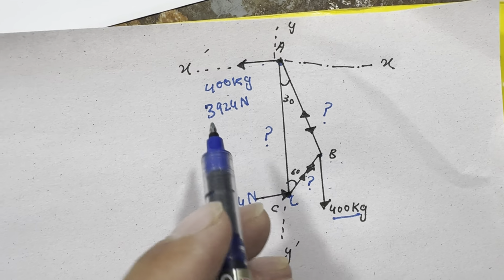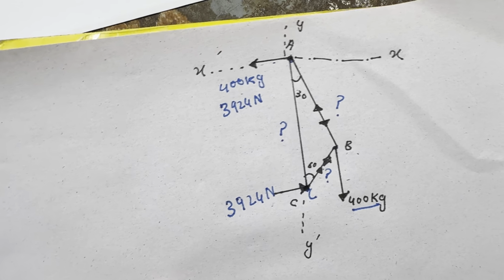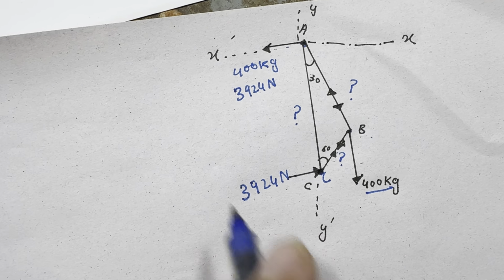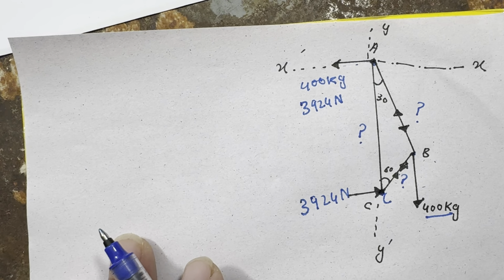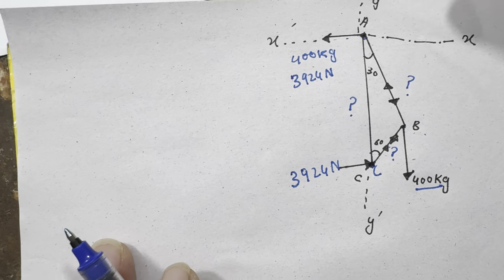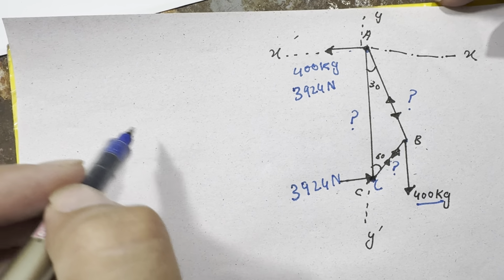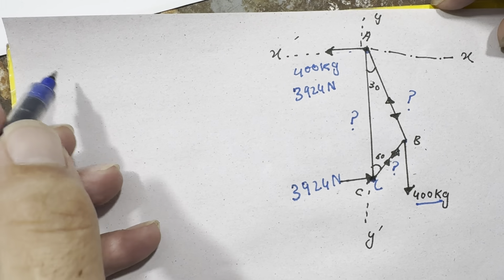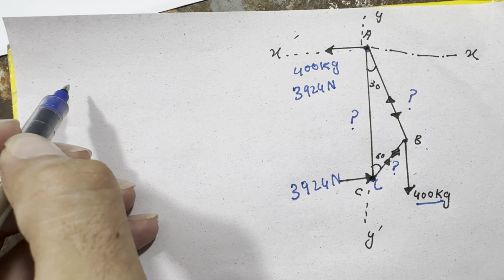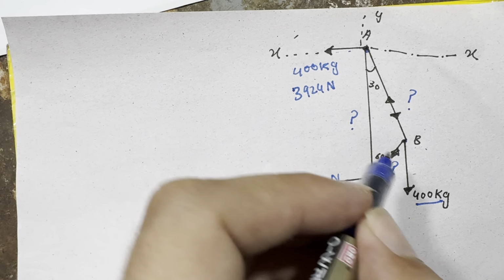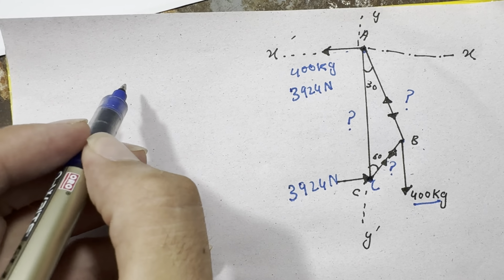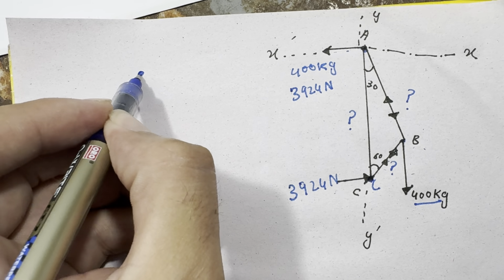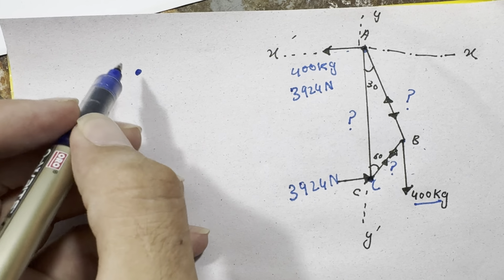Okay, now I find the force in this member. So how can I find it? It will be found by the joints method. I will take joint B, which is going to be easy, because joint B has at least one known force. So first of all, I will draw the joint B.